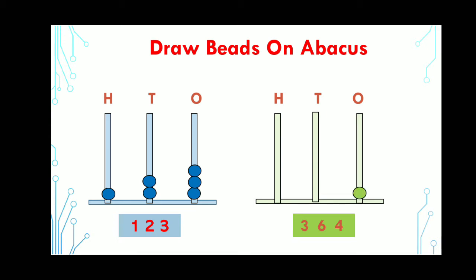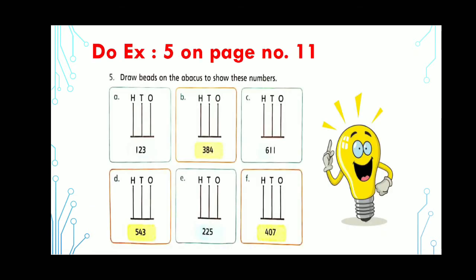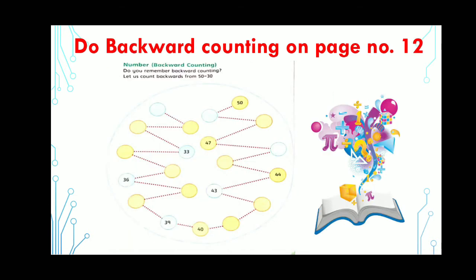In another example, the number given is 364. Let's draw the beads on the abacus. 4 on ones, 6 on tens and 3 on hundreds. And it becomes 300, 6 tens, 4 ones, 364. Now students, open page number 11 and do exercise 5. Draw beads on the abacus to show these numbers. As you learned how to draw beads, with the help of the given box, complete the exercise in your book.